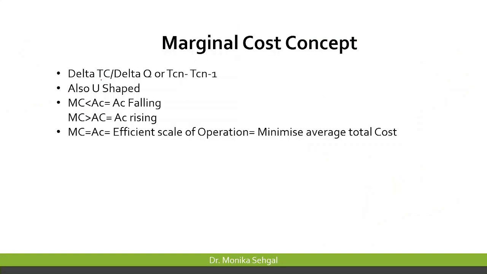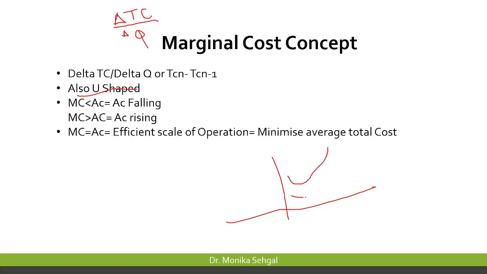Marginal cost concept says that if we change the total cost, we change the production also. If there is a 1% change in the quantity, there is a change in the total cost. It also has a U shape, and it follows the average cost curve. If the average cost curve is greater than the marginal cost curve, it means that average cost is falling. If the average cost curve is lesser than the marginal cost curve, then it means it is rising. And if it is equal, it means there is an efficient scale of operation. At this point, it is the efficient scale of operation.